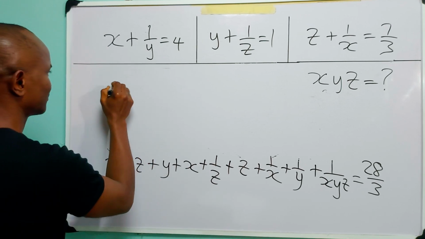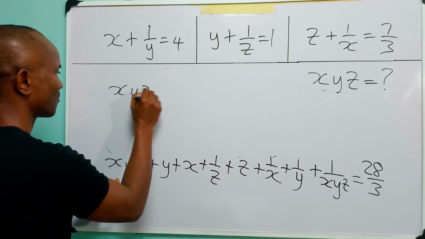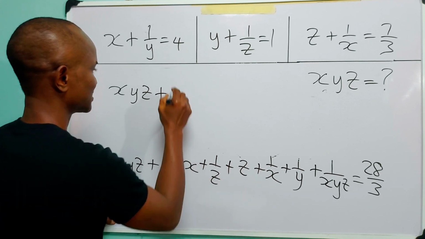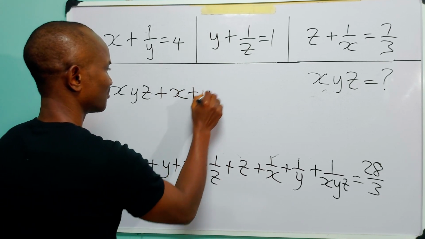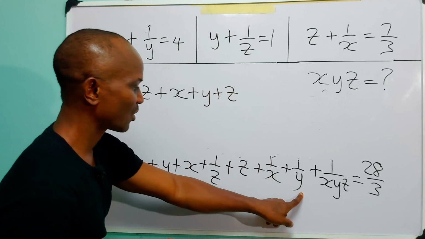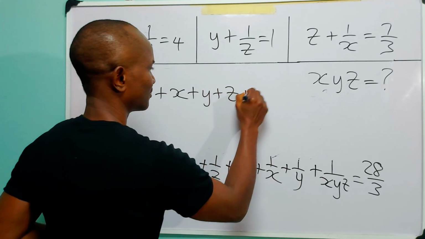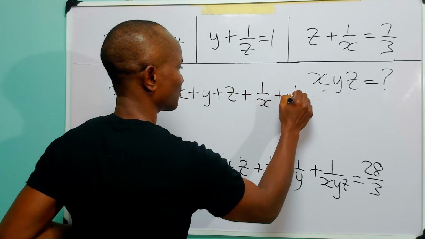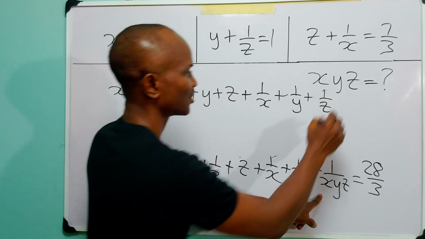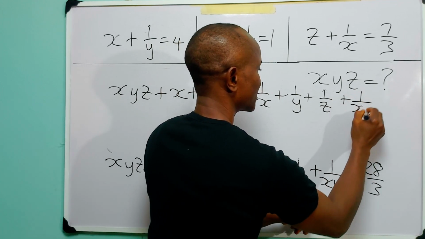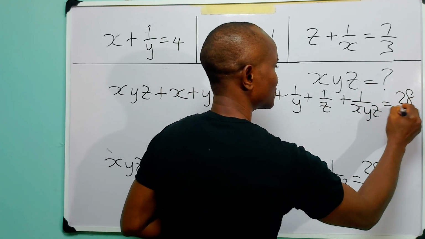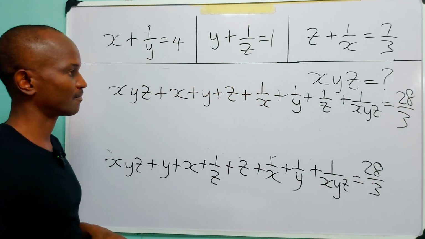So here we have xyz plus x plus y plus z, that is x plus y plus z, plus 1 over x plus 1 over y plus 1 over z, plus 1 over x plus 1 over y plus 1 over z. Then lastly, plus 1 over xyz. And this is all equal to 28 over 3.